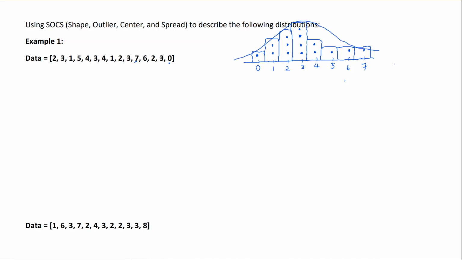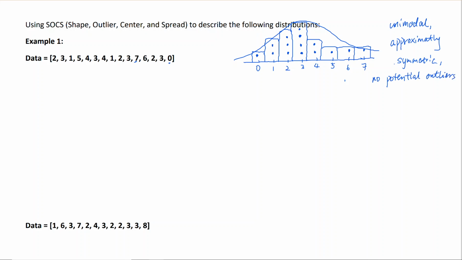So actually this distribution is approximately symmetric, right? And it is unimodal, only one peak, so it will be unimodal, symmetric. And is there any potential outliers? Actually, no, right? So we say no potential outliers.